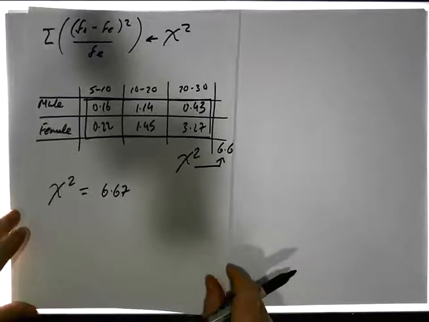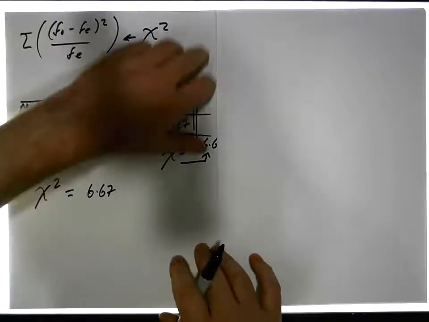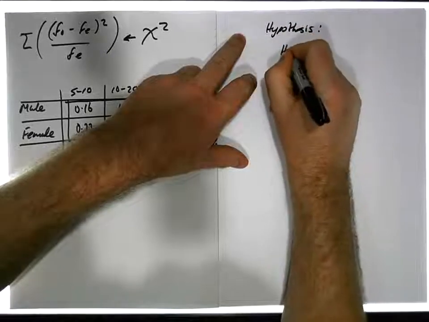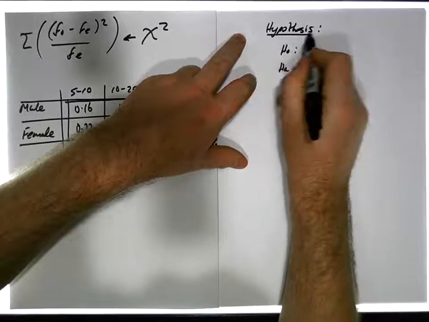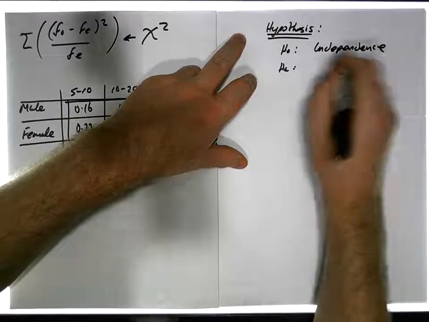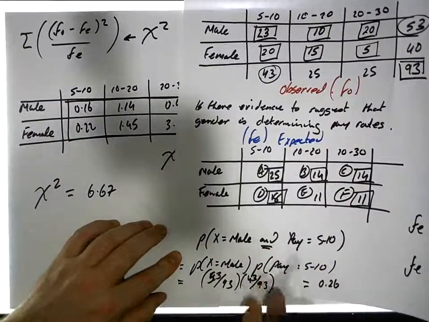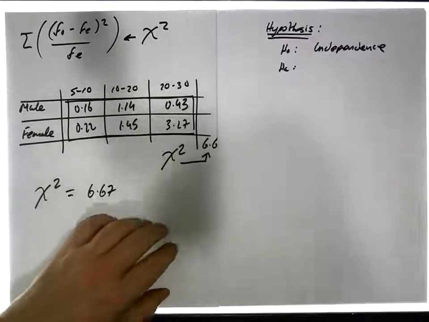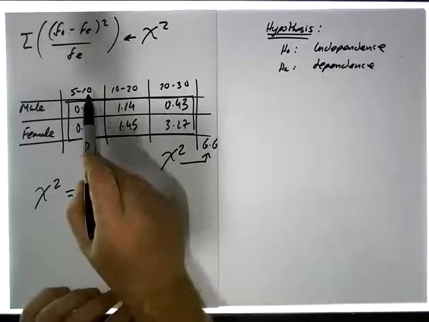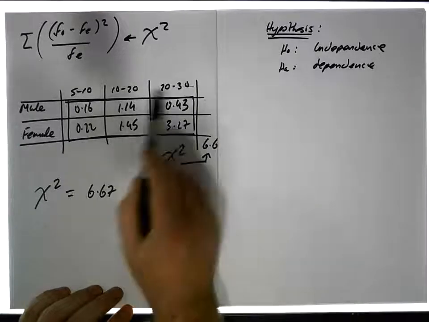So our hypothesis test has a null position and an alternative. The null position is independence. That's what we assume. That's what we use when we're calculating our probabilities. We use the concept of independence to help us calculate these probabilities for our expected. And then we have dependence. So the concept is that your rate of pay is independent of your gender. That's the null position. The alternative is that your rate of pay is dependent on your gender.